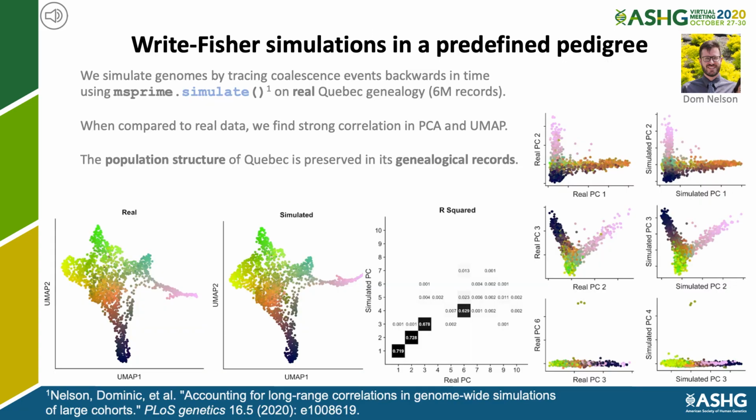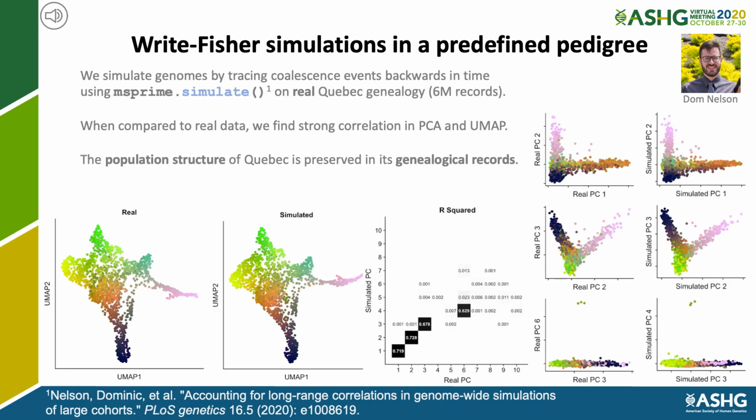To determine how much ancestral French population structure is maintained in the population, a colleague of mine simulated genomes by tracing lineages in the real Quebec genealogy. These simulations exquisitely reproduce measured population structure. These plots compare a subset of the same individuals using both simulated and real genotype data.